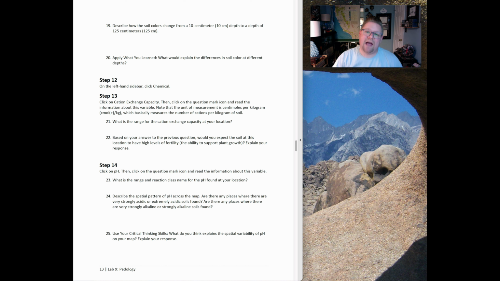Did you know, fun fact, that all states have a state soil? So if you're doing this lab elsewhere, it may be in a different state, you've got to look up what your state soil would be.